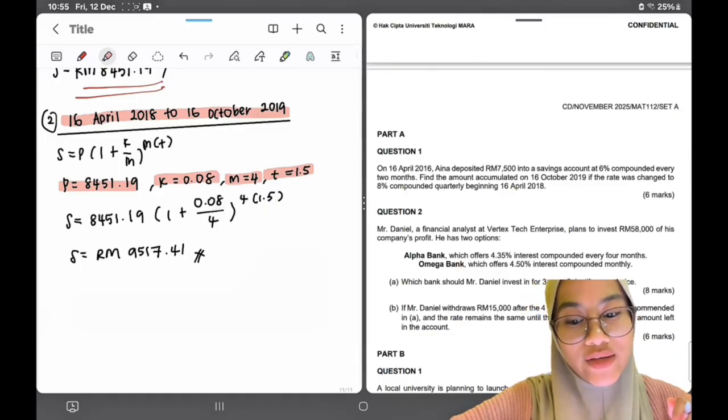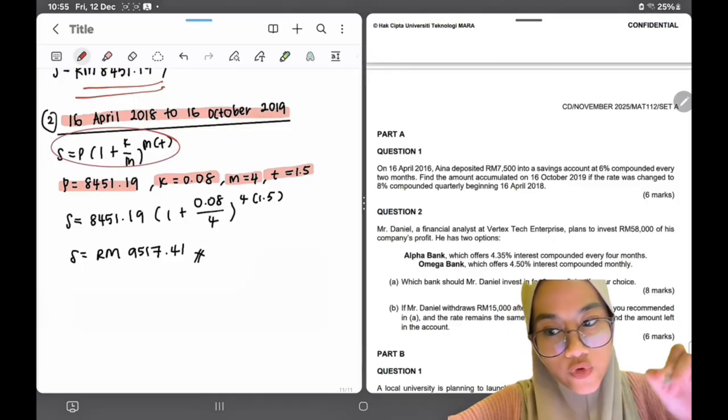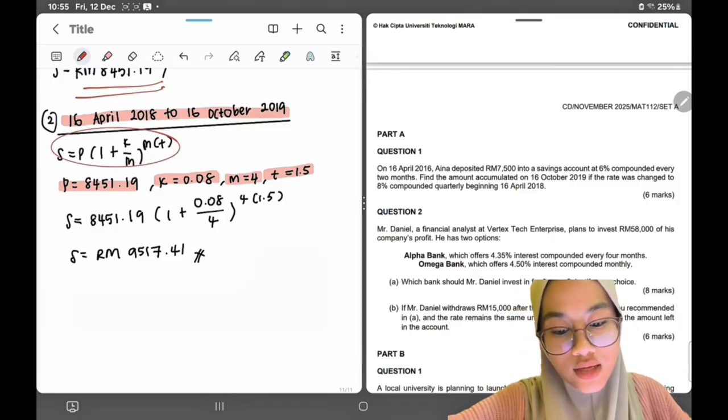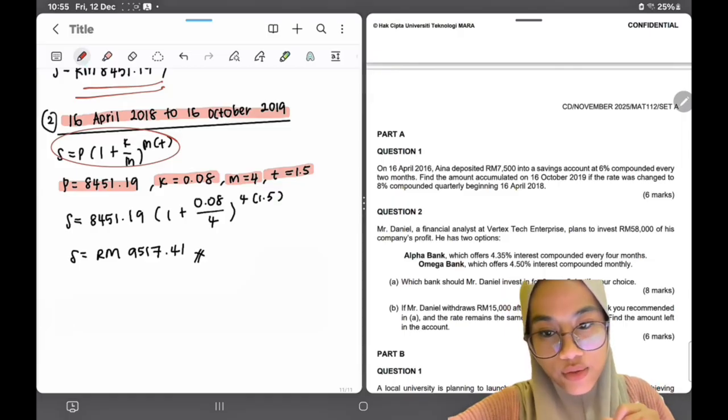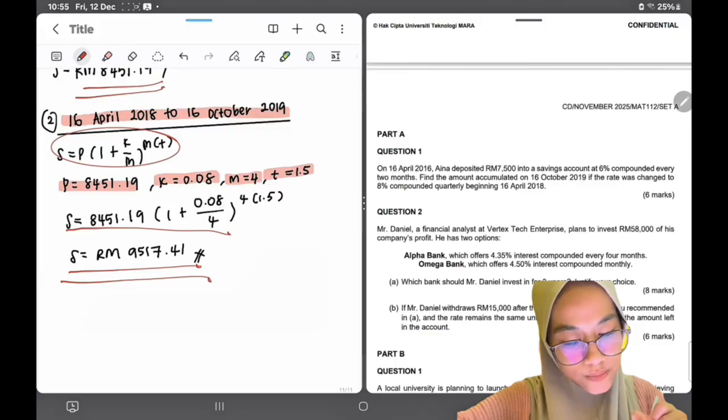So for this part, I use the same formula for compound interest and I just substitute the values and we'll get this answer.